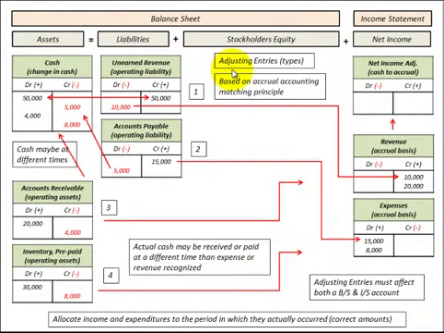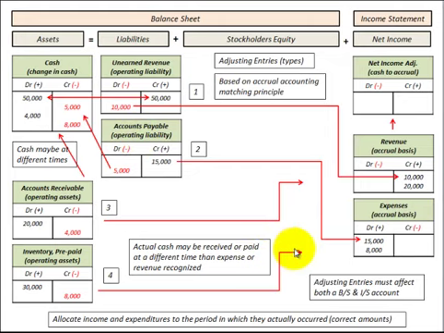Okay, here we're going to look at adjusting entries. Adjusting entries are based on the accrual accounting matching principle, where we allocate our income and our expenditures to the period in which they actually occurred and for their correct amounts. Now, the actual cash may have been received or paid at a different time than the expense or revenue recognized, but nonetheless, we still have to allocate our revenue and expenses for when they actually occurred.